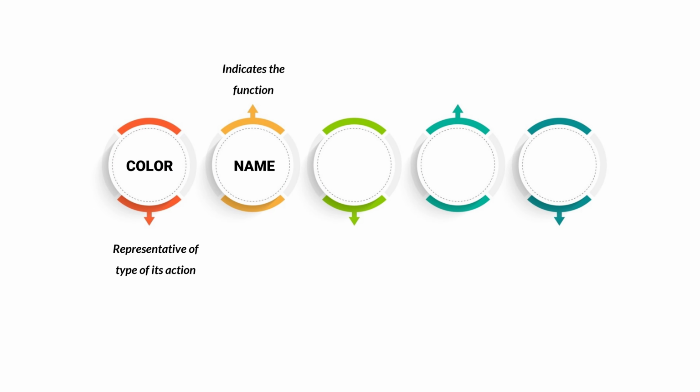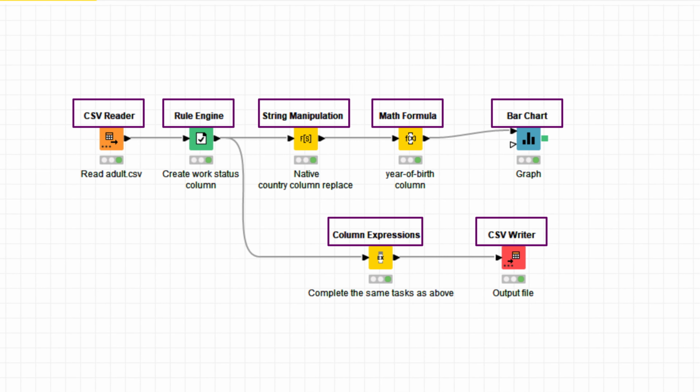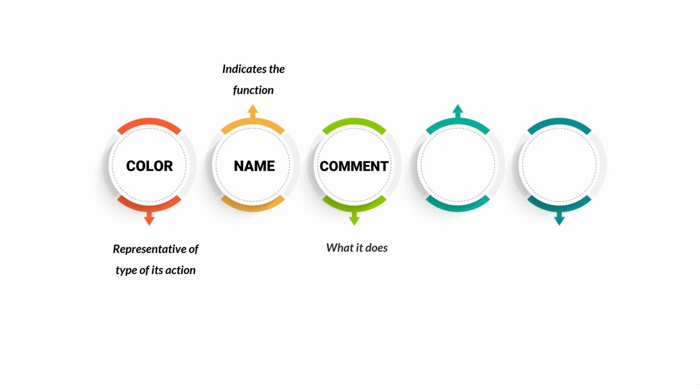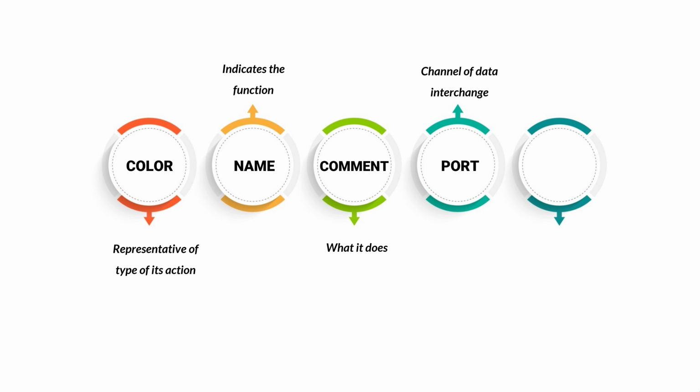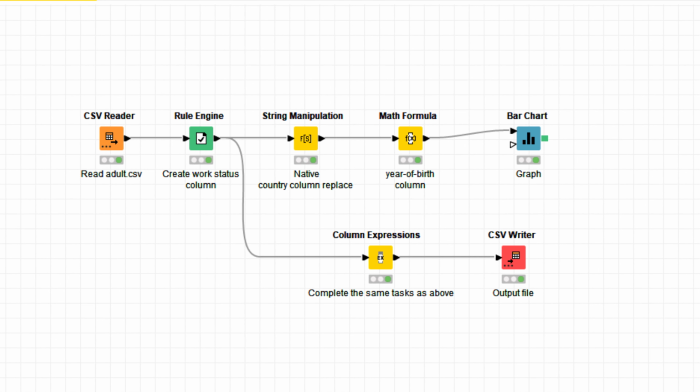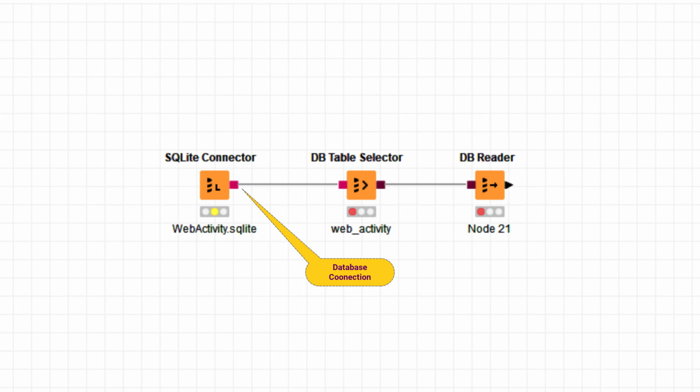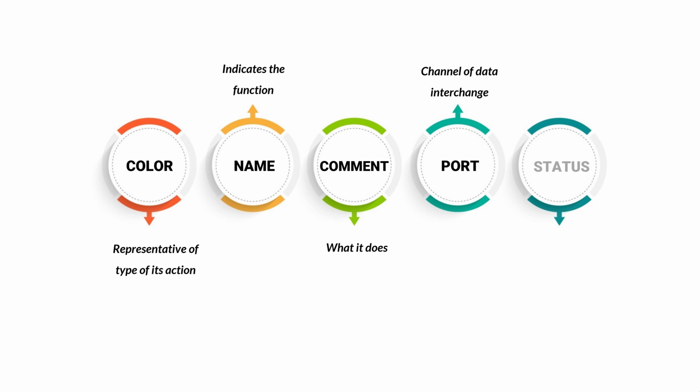Name. The name of a node is written above it and indicates its function. Comment. Below each node icon in a workflow, you can add a brief comment. Port. Depending on the task of each node, it has one or more input and output ports. These ports are the channels of data interchange and come in different types. For example, a black triangle indicates data while a square is representative of various items such as an image, a model or a database connection. Port type depends on its color.